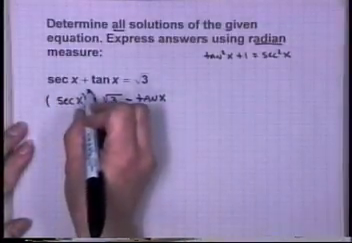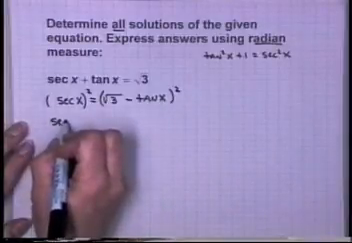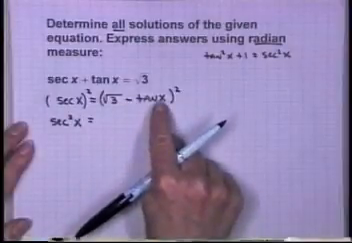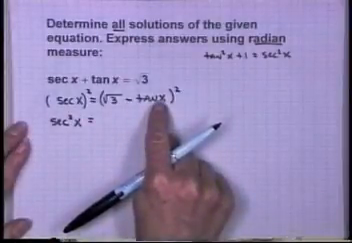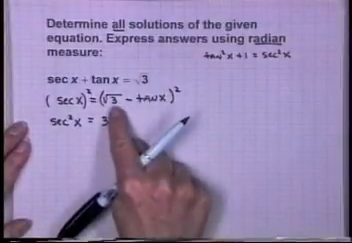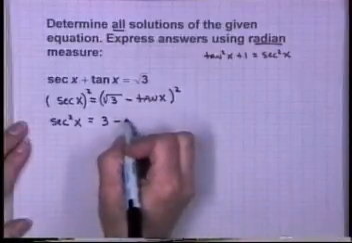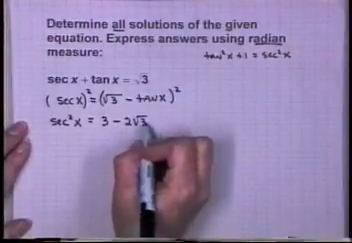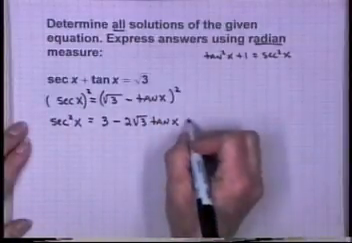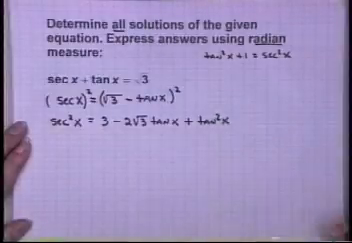You have to be really careful here, just like you had to be in algebra. On the left, we get secant squared x, but notice on the right, we're squaring a binomial. So we square the first term and get 3. We multiply the first term times the second term and double that answer. So we'll have minus 2 square root 3 tangent x. And then finally we square this last term and get a positive tangent squared x.